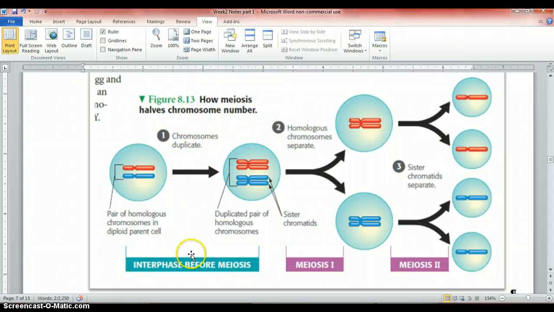So interphase before meiosis, everybody pairs up, you get your duplicates, right? In meiosis 1, your homologous chromosomes split up. In meiosis 2, you now break the pairs up. So say we take chromosome number 3. We duplicate our chromosomes, so now we're going to have 2 sets of chromosome number 3. Now in meiosis 1, I have 1 pair and 1 pair. This is very similar to mitosis, right? But in meiosis 2, now I've got only 1 set for each little gamete.